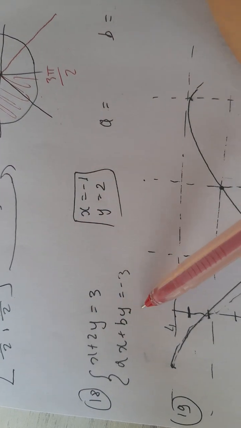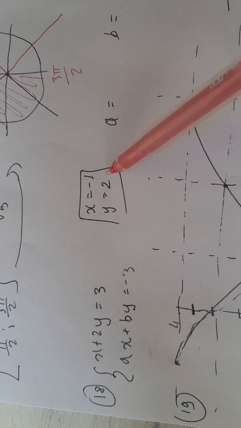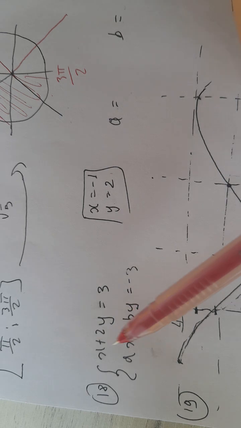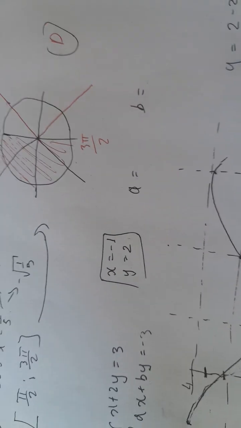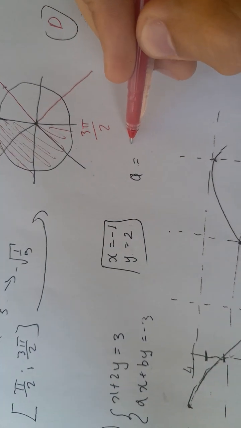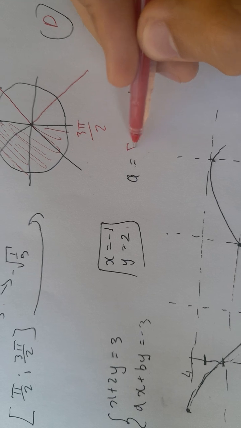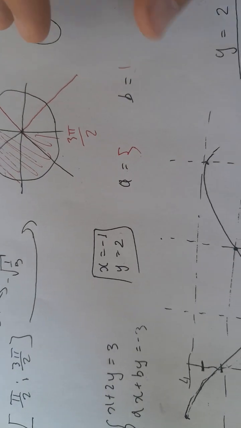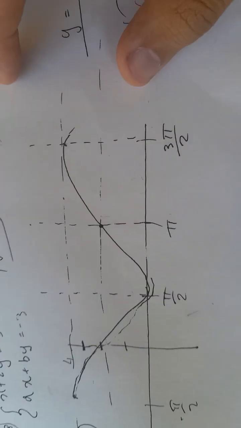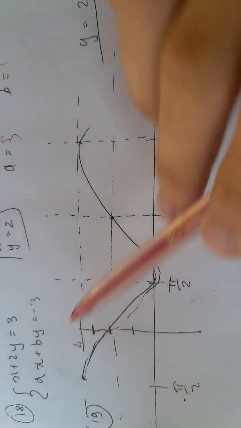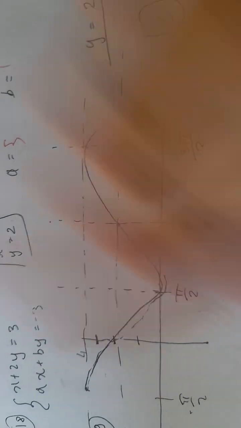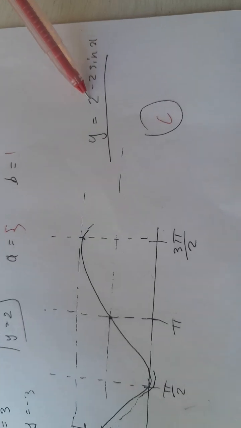18th question, we have this. Instead of x and a, we put in this. We have to find the value of a and b. Going by answers, we found that a equals 5, b equals 1, if I'm not mistaken. The final question, we have this and just math and getting this.